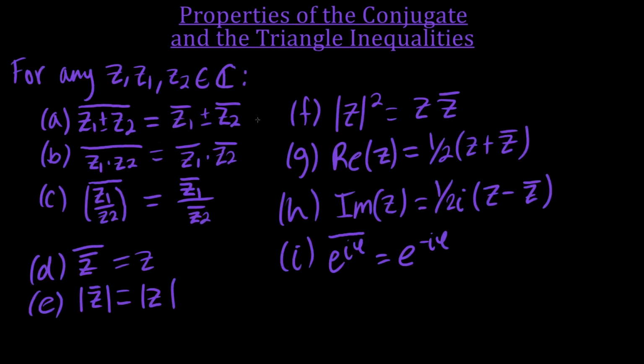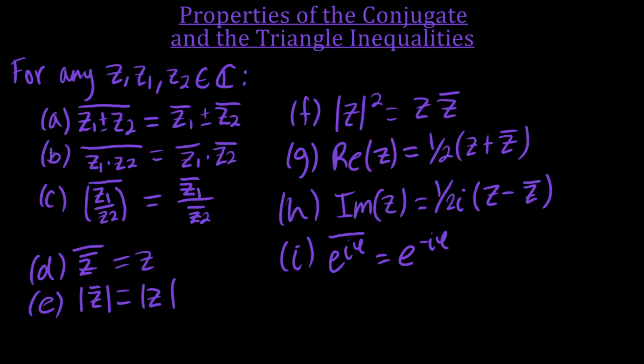Okay, now let's go ahead and go over some of the properties of the complex conjugate. So for any z1 or z2 in the complex numbers, we have a bunch of different properties that hold. Property A says that the conjugate of z1 plus or minus z2 equals the conjugate of z1 plus or minus the conjugate of z2. So essentially, the conjugate of a sum or difference equals the sum or difference of conjugates.